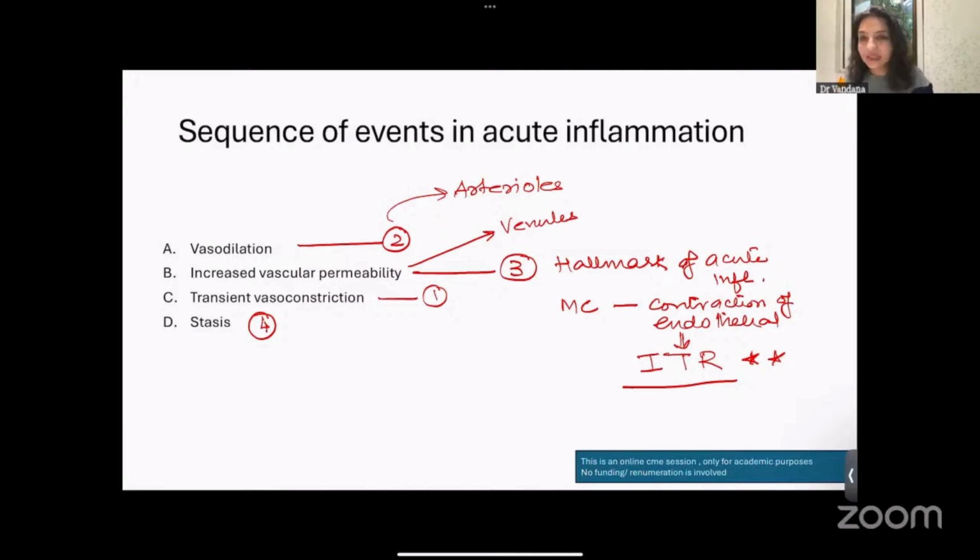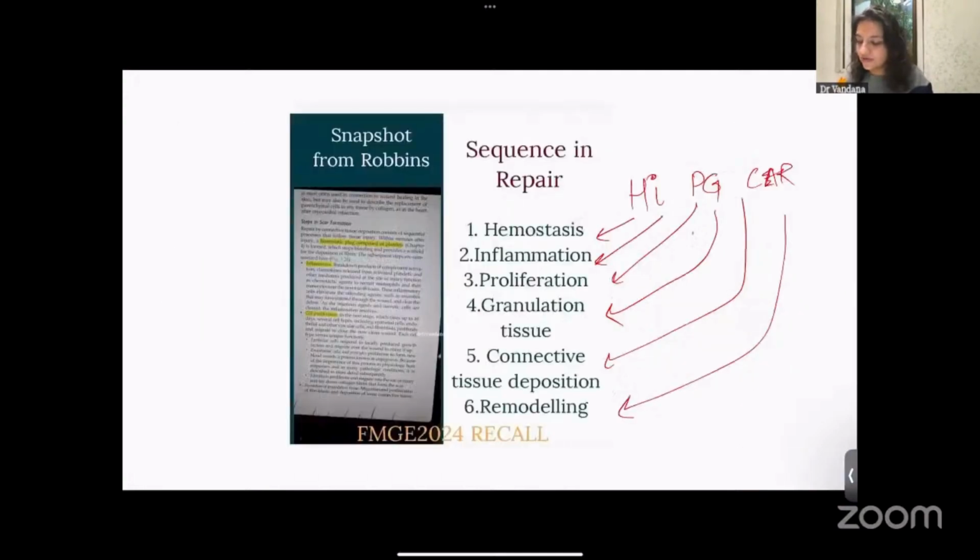Now once we are clear with this, another thing you have to remember is the sequence in repair. We have discussed the sequence in acute inflammation. Now let's ask the sequence of repair. That is also an FMG recall question. In repair, as soon as we get injury, the first cell to come into action is platelets. So the first thing that occurs is platelets, that is hemostasis.